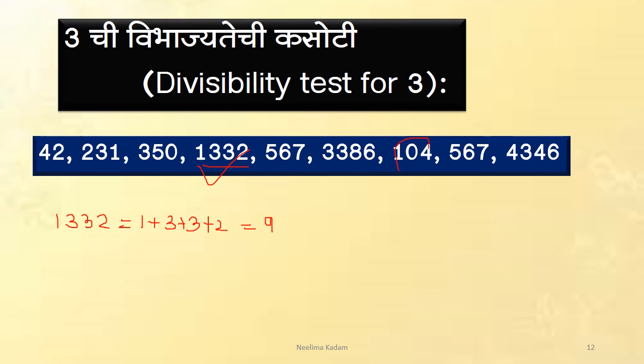Next number I will take, 104. Suppose I have taken 104. So try this number 104. What do we have to do? 1 plus 0 plus 4, and that is equal to how much? 5. And you know that 5 is not divisible by 3 and therefore 104 is not divisible by 3. Got it? So dear friends, try for the other numbers and see whether these numbers are divisible by 3 or not.